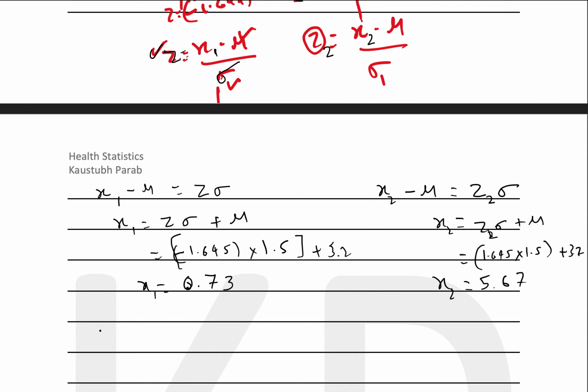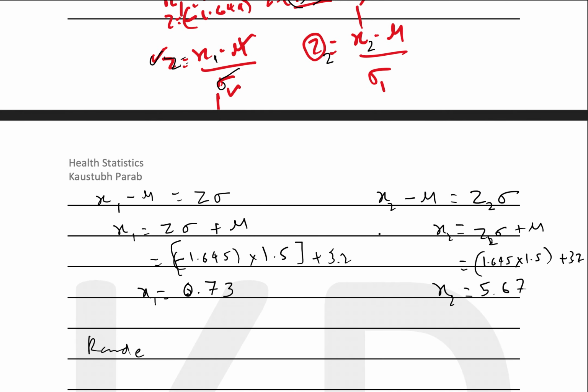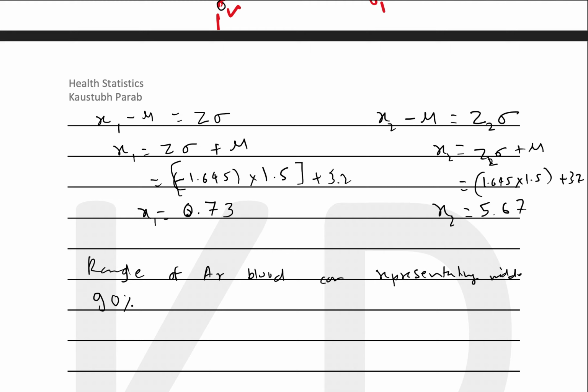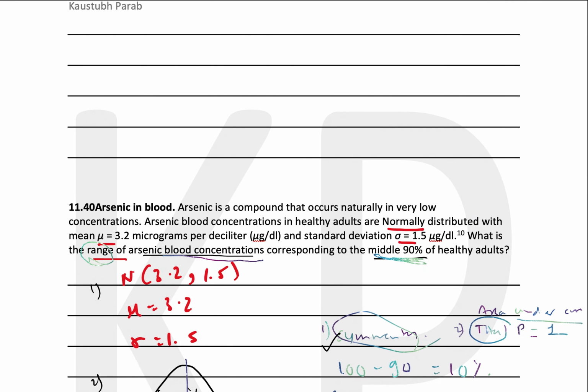So now you say that the range of arsenic blood concentration representing the middle 90% is 0.73 to 5.67, and you can actually calculate the difference as well, but even this should be fine. So that's how you can answer this kind of question.